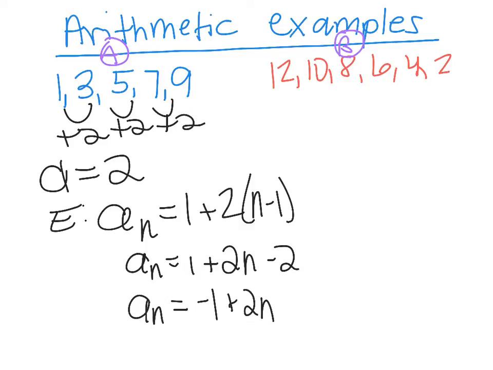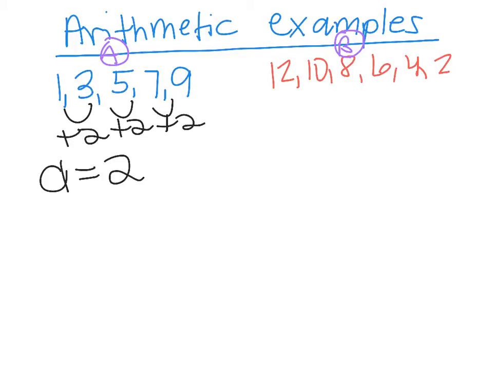Now, if you just kept it as the first part we wrote, a sub n equals 1 plus 2 times n minus 1, that's okay. You wouldn't get anything taken off for that. Now, go ahead and make sure you have this written down. If you need to pause the video, go ahead and pause it, because what I'm going to do is erase it now, and we'll go over the recursive formula for it.